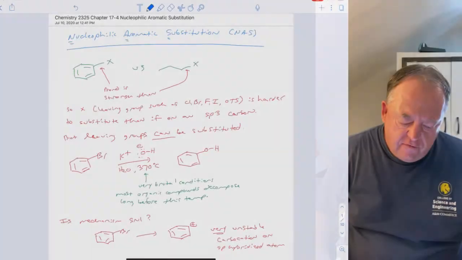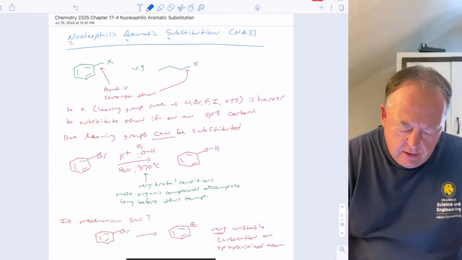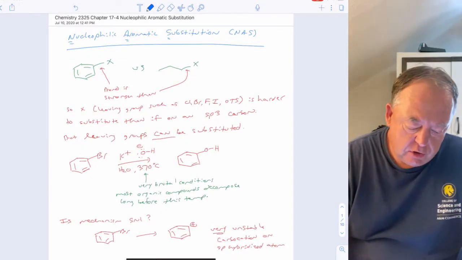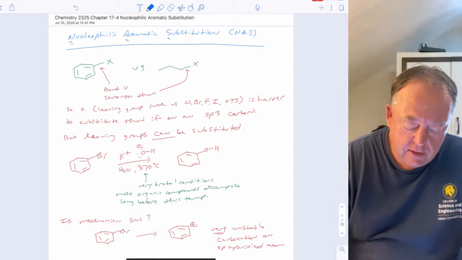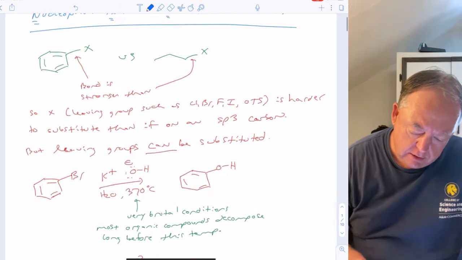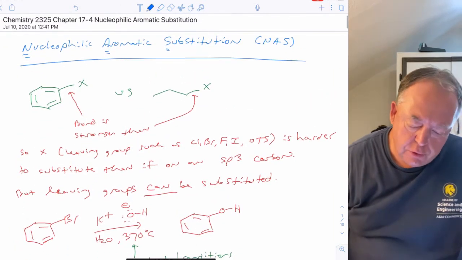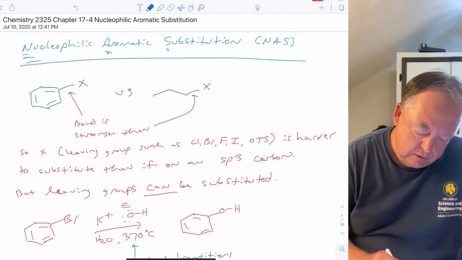So this is the fourth lecture out of chapter 17. In this lecture we look at a different mechanism for the reactions of aromatic compounds. This mechanism is what's known as a nucleophilic aromatic substitution. So NAS.